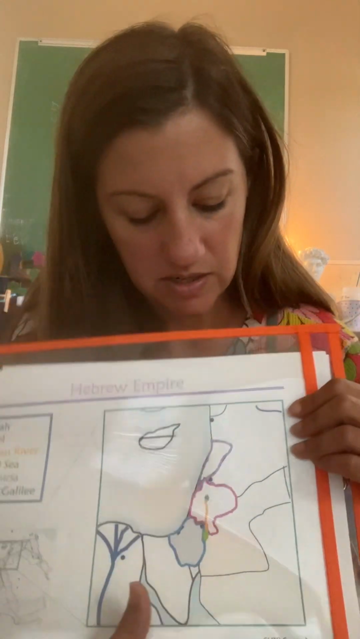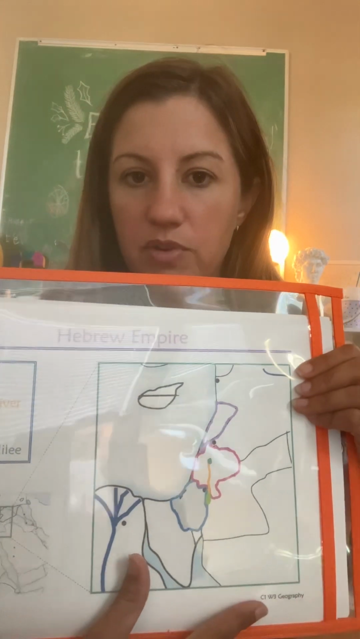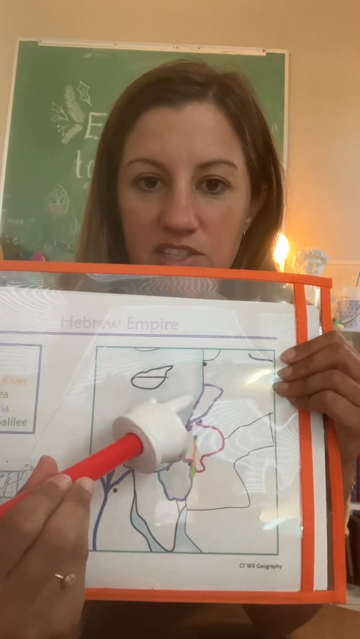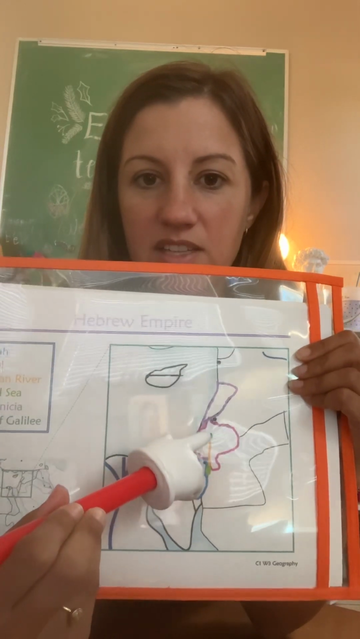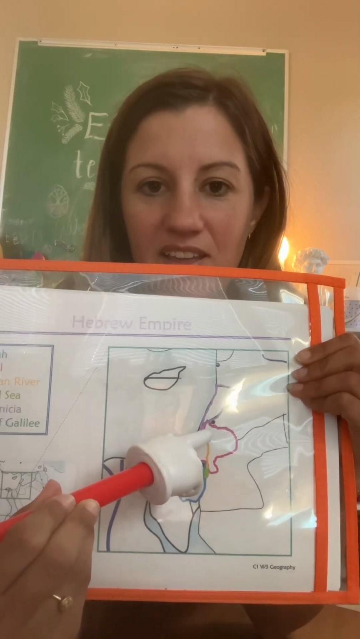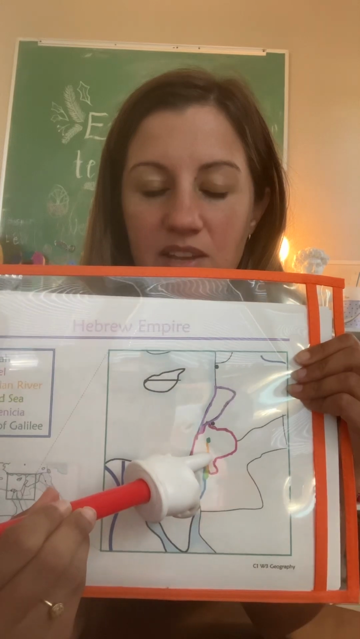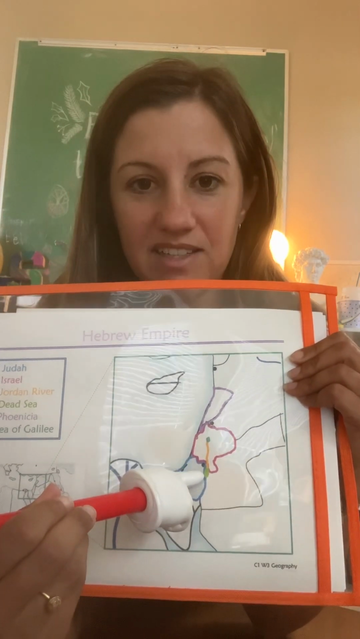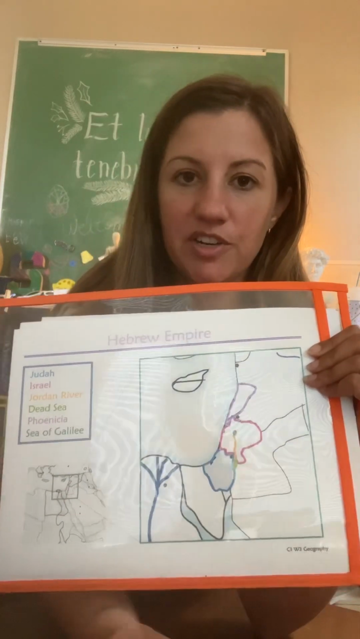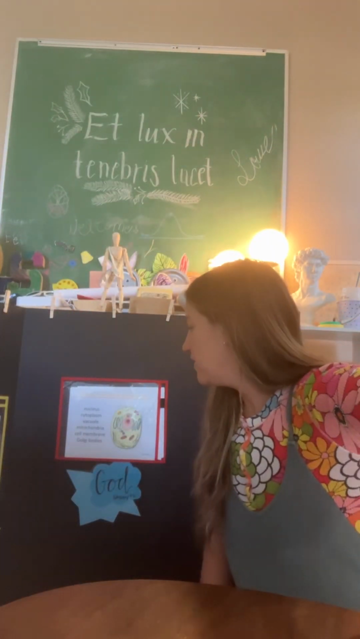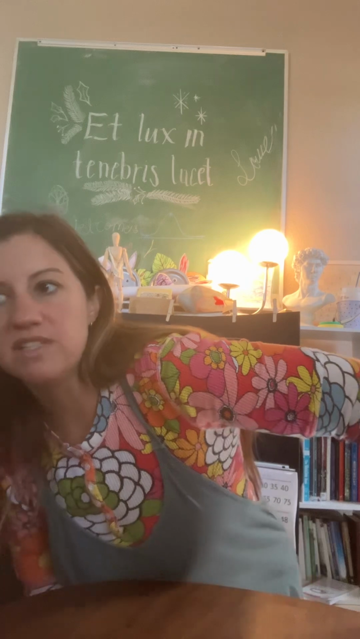So we start with Phoenicia. Can you point to Phoenicia? Yeah, so it starts with Phoenicia, Judah, Israel, Sea of Galilee. The Jordan River flows down south to the Dead Sea. And all of your kids wanted to know more about the Dead Sea, so hopefully you get to learn about that.